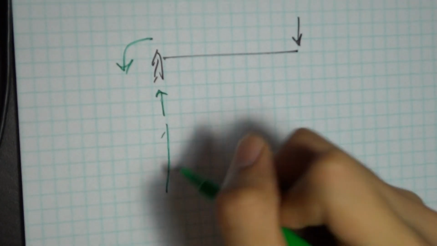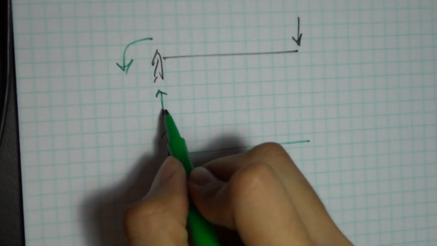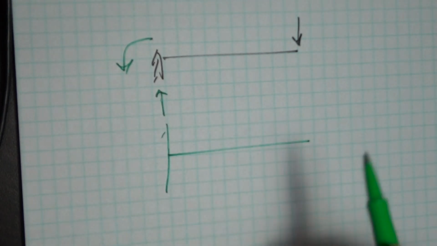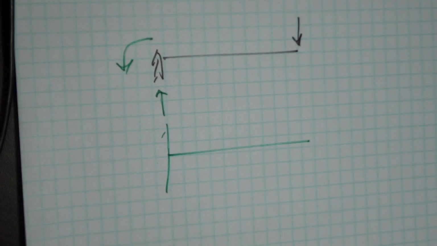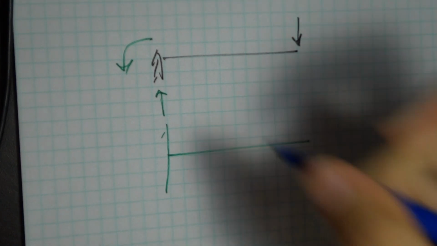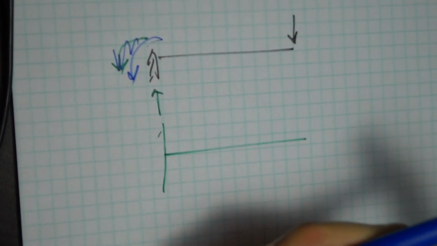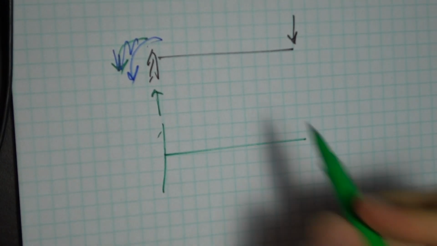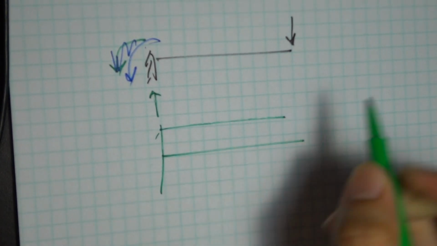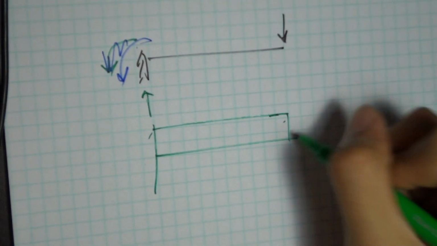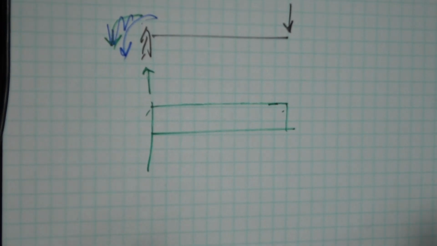So what does my shear diagram look like? Well, for my shear diagram, I have an up arrow. I should draw this moment diagram in a different color, actually. I'm sorry. So this moment will be blue now. I have an up arrow here, and I have no change, so I just go all the way across at 0.